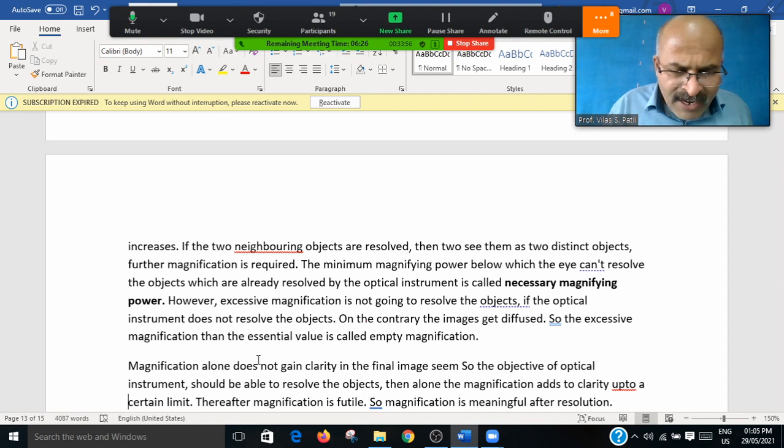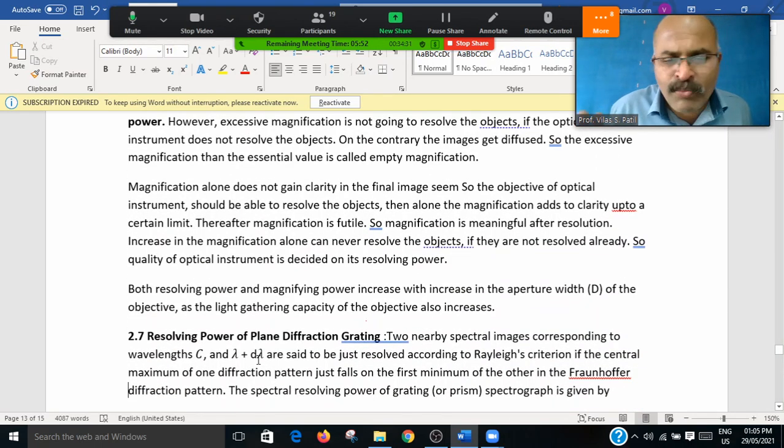However, excessive magnification is not going to resolve the object. Magnification म्हणजे resolution नव्हे, and the optical instrument does not resolve the object. On the contrary, the image gets diffused, so the excessive magnification beyond the essential value is called an empty magnification. आपण गरजेपेक्षा जास्त मोठं करायला गेलो तर काय होतं मित्रांनो माहित आहे, इथं त्याची जी रिझॉल्विंग पॉवर आहे ती रिझॉल्विंग पॉवर कमी होते. ती वस्तू डिफ्यूज होते आणि डिफ्यूज झाली की एक्सेसिव्ह मॅग्निफिकेशन होतं आणि एक्सेसिव्ह मॅग्निफिकेशन हे आपल्याला काही उपयोगाचं नाही आहे.